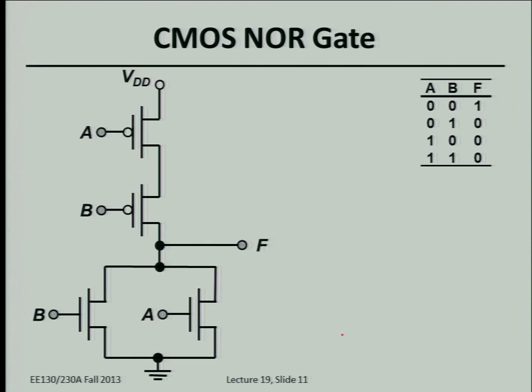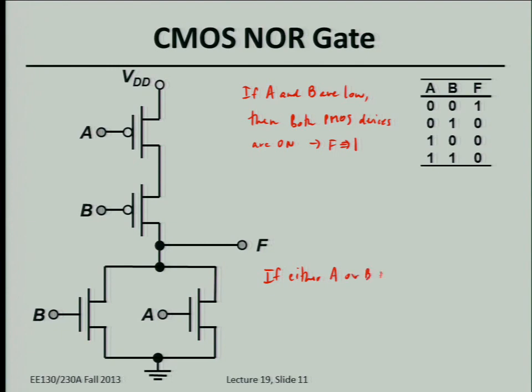Okay, let's look at a NOR gate case. So how does this work? If A and B are low, then both PMOS devices are on, right? That's when F is connected to the VDD. Okay, but complementary: if not both of them are low, in other words, if either one of them is high, if either A or B is high, then at least one NMOS device is on. So the output goes low.